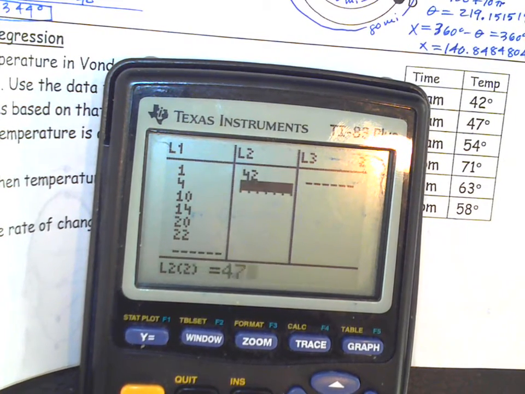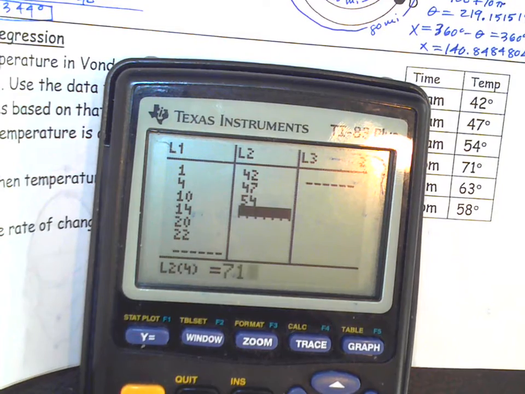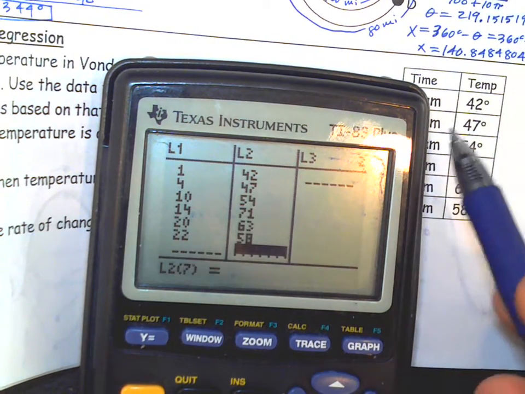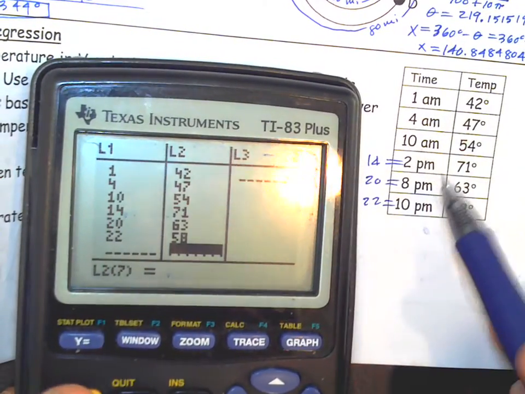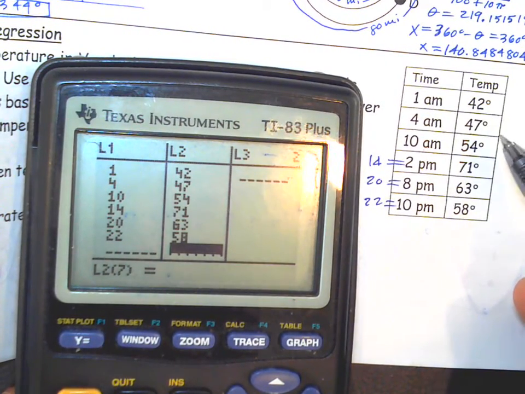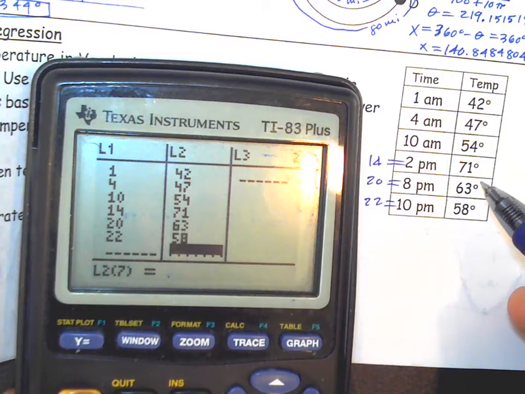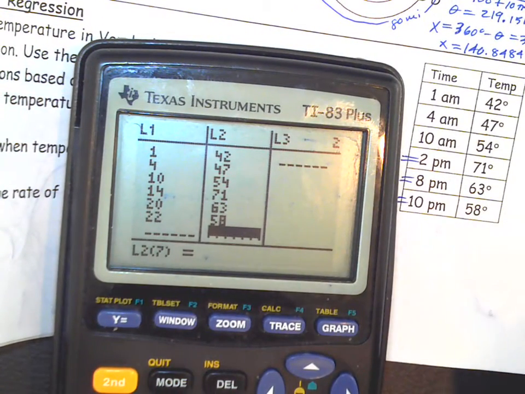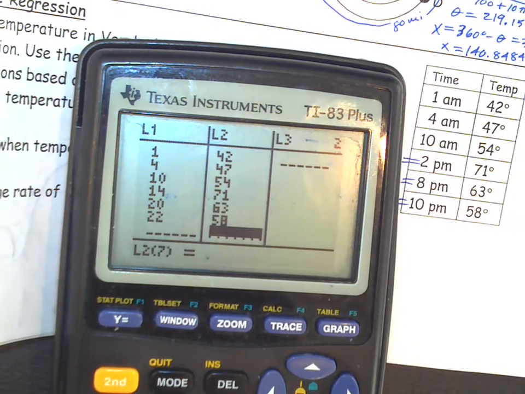42, 47, 54, 71, 63, 58. Now I'm going quick, but I'm going to double check. Really check this closely. Make sure we did these all correct. One little one off is going to mess it up. Now, if you have like a TI-Nspire, or a Casio, or maybe even a TI-89, your sine regression comes up a tiny bit different. All your other problems should be the same.